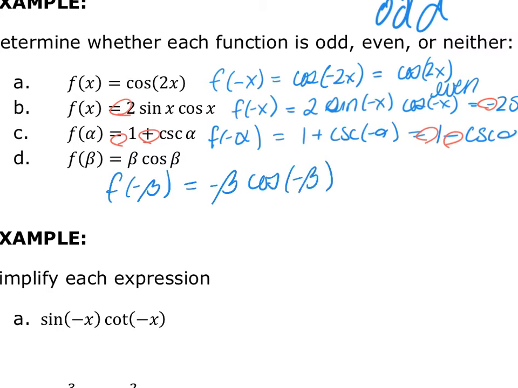Cosine is an even function, so the cosine of negative beta is just the cosine of beta. So it is negative beta cosine of beta. I went from a positive to a negative: odd, even, or neither? It is odd. So when you're given a double negative like that, you just ignore the one on the left and just focus on what's inside the box.